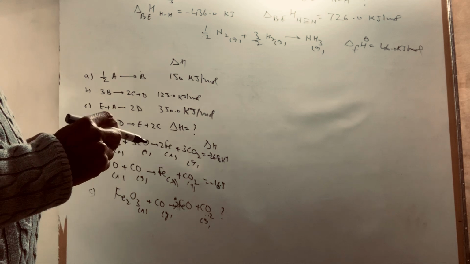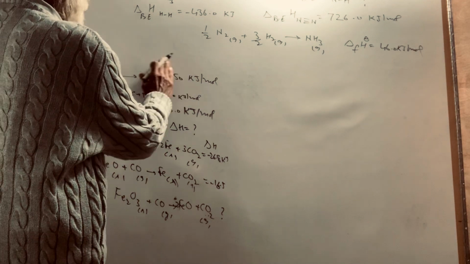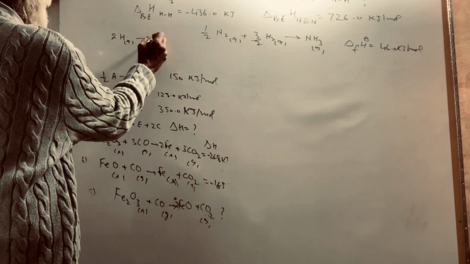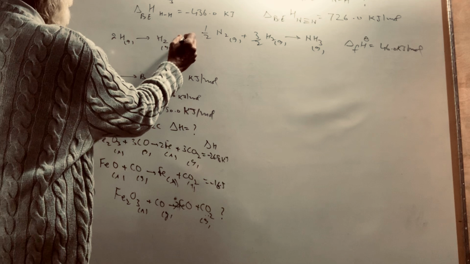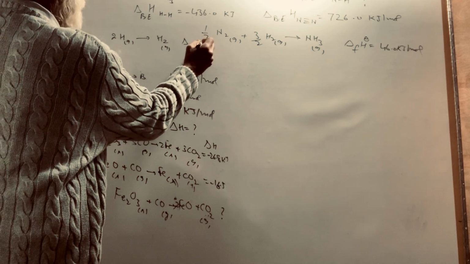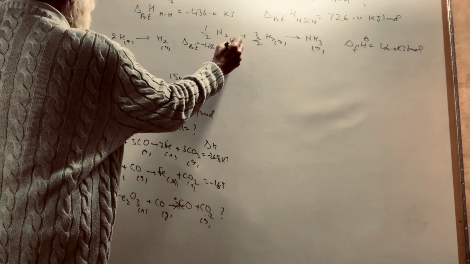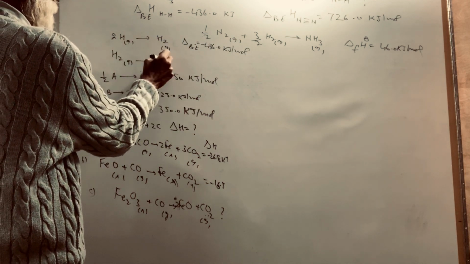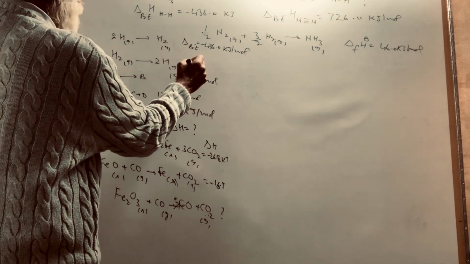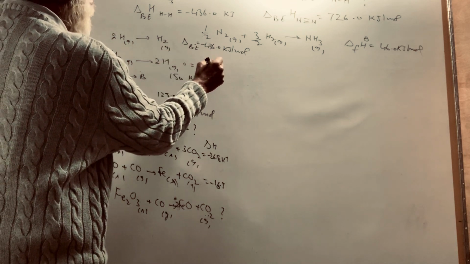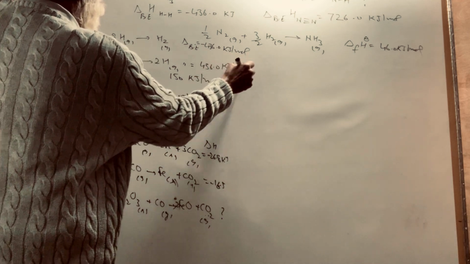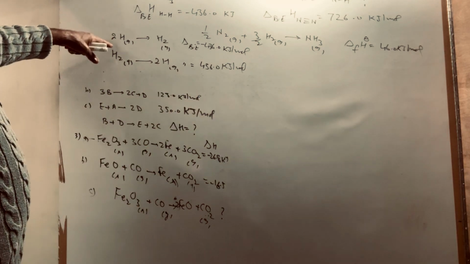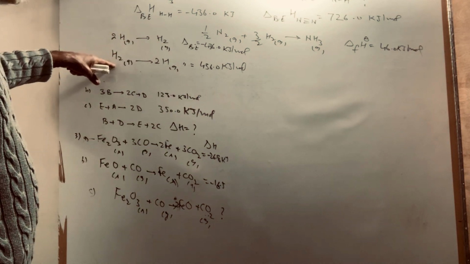Second thing, you are given the bond energy. So what is the bond energy of hydrogen? If you have this, then the bond energy is given by minus 436 kilojoule per mole. And if it is like this, H2 changing into 2H, then it will be 436 kilojoule positive. In this case it is positive, in this case it is negative, because here bonds are forming, here bonds are breaking.